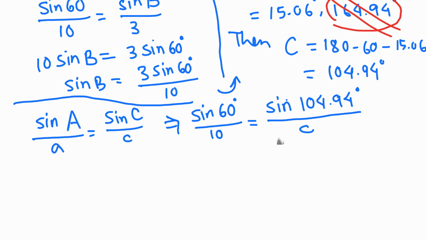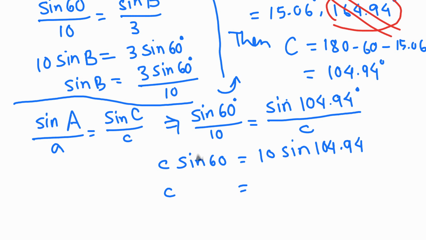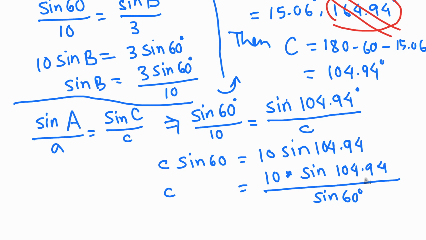Let's cross multiply and isolate c. So c times sine 60 is equal to 10 times sine 104.94 degrees. Then lowercase c is just this divided by sine 60. So 10 times sine 104.94 divided by sine 60, which is root 3 over 2, but we don't have to. So c equals, use your calculator again and find the value, and it comes out to be 11.16.